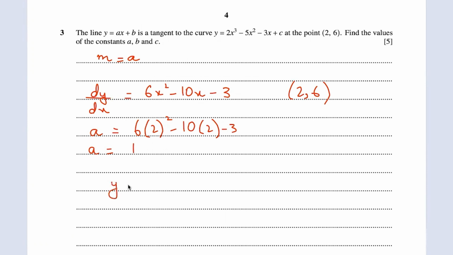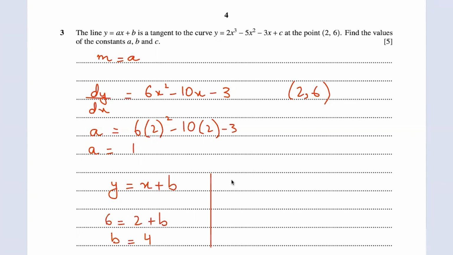So we can write the equation of the line as y = x + b, as the value of a is 1. Substituting the values of x and y again, 2 and 6, we get y = 6 and x = 2. So b will be 6 − 2, which is b = 4. And finally, for the value of c, we can substitute the values 2 and 6 in the equation of the curve.